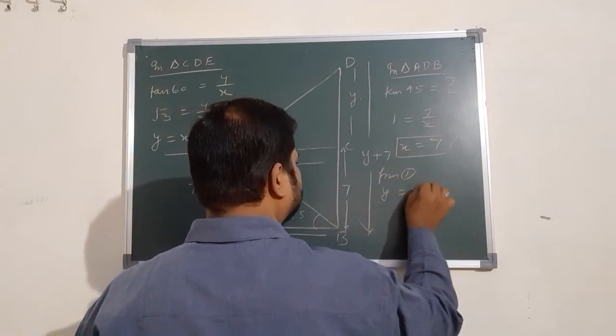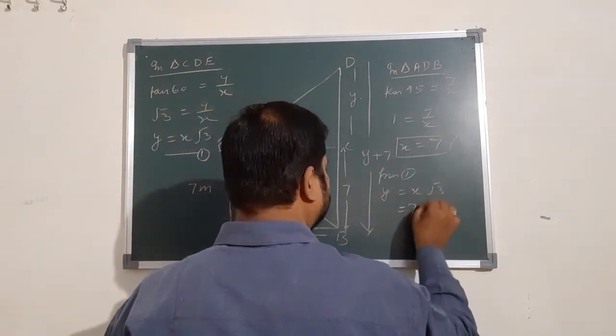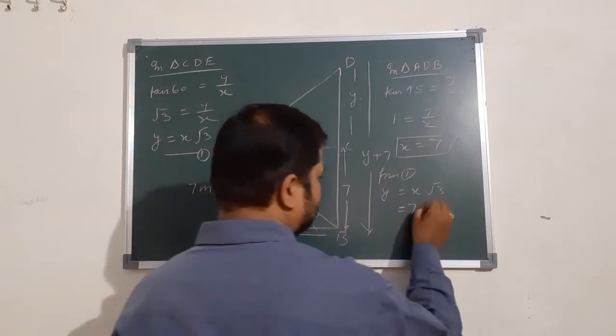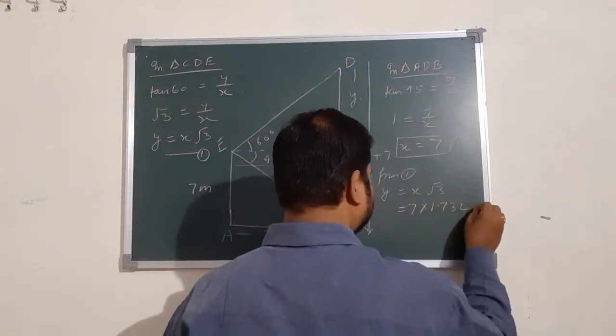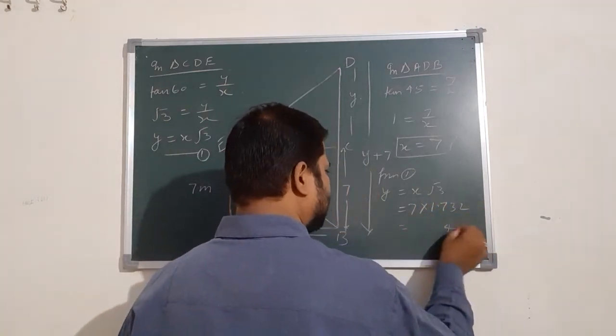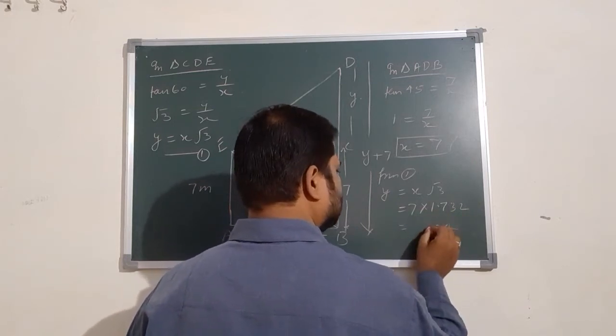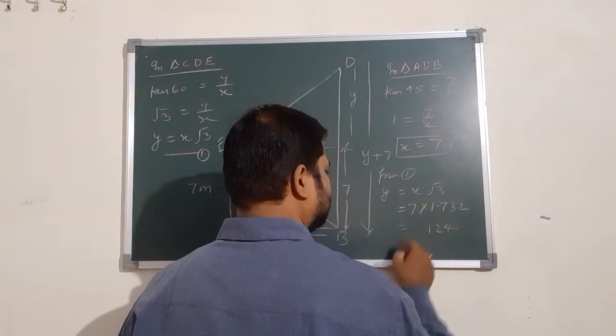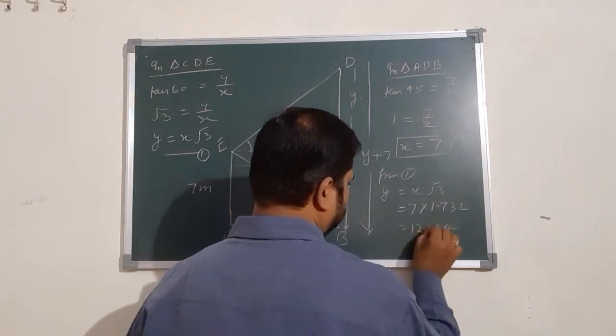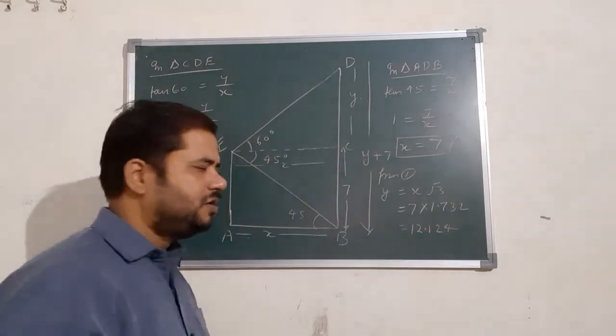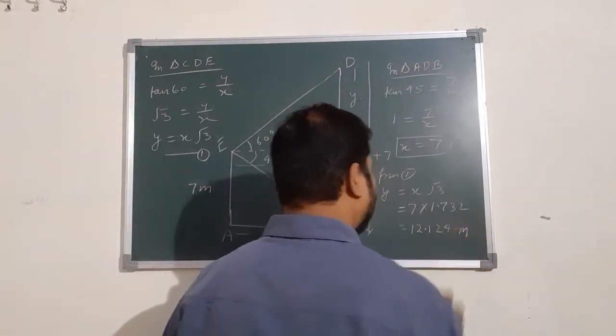So from equation 1, Y is equal to X root 3 and X is equal to 7, and root 3 is nothing but 1.732. So 7 times 1.732 is 12.124 meter. But what is the height of the tower?